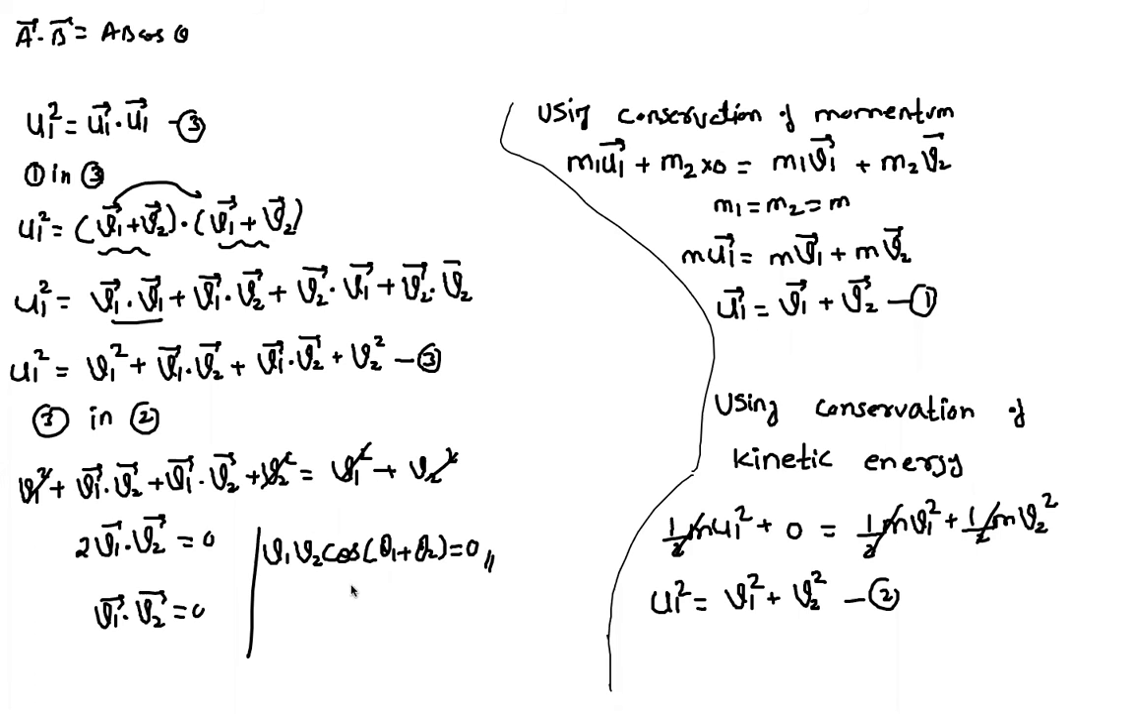Okay, so cos of theta 1 plus theta 2 is 0. If cos of any angle is 0, that means that angle theta 1 plus theta 2 is equal to 90. So if the dot product of two vectors is 0, those two vectors are perpendicular to each other. So this simply proves that if a body moving with some velocity collides with another body at rest, then after collision, they will move perpendicular to each other. So this is an important result for elastic collision in 2D. Just note it down.